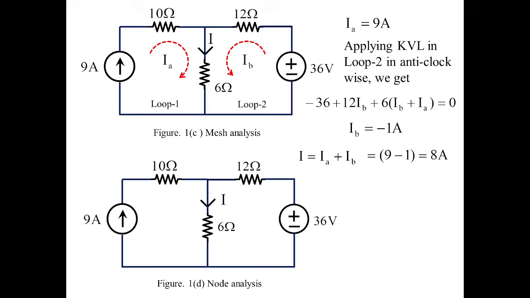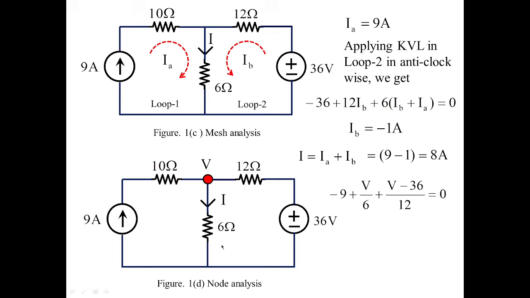Let us also calculate the value of the branch current in 6 ohms with the help of node analysis. For that, I have identified a node voltage V, and it is assumed to be at higher potential. So the current is supposed to flow away from this node because it's at higher potential, I am assuming. And I'm going to apply KCL, that is, the algebraic sum of the currents at a particular node is equal to 0. So minus 9 is the branch current flowing in this 10 ohms, and it is directed towards the node, that's why I am taking it as minus.